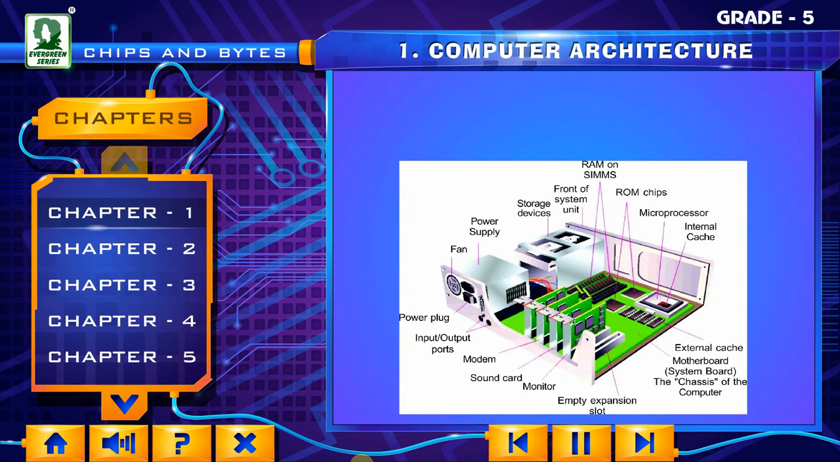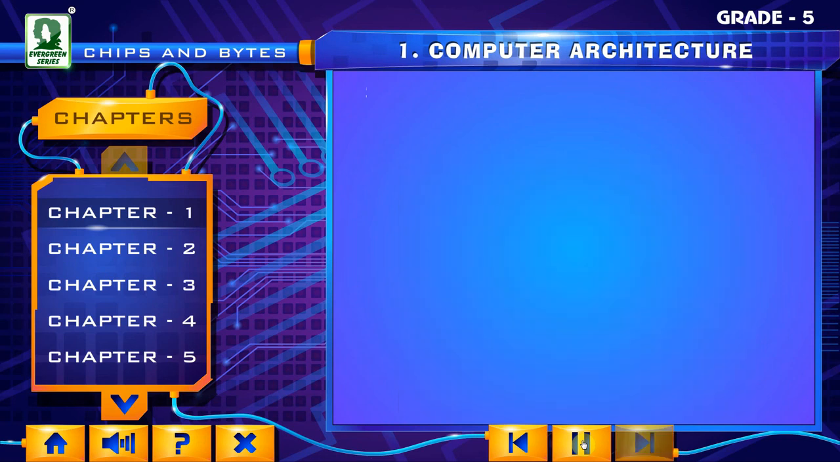We have RAM, ROM chips, microprocessor, internal cache, external cache, motherboard or system board, empty expansion slot, monitor, sound card, modem, input-output ports, power plug, fan, power supply, and storage devices.